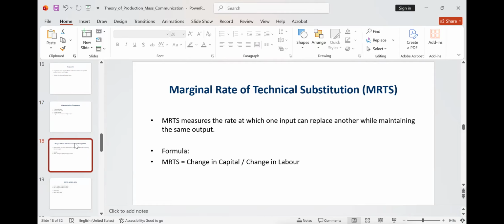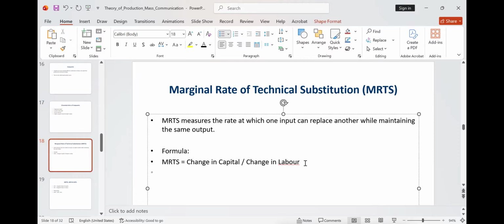Now, another concept that we must talk about is called the marginal rate of technical substitution. MRTS measures the rate at which one input can replace another while maintaining the same output. And the formula of MRTS is change in capital over change in labor. Let me type something here.